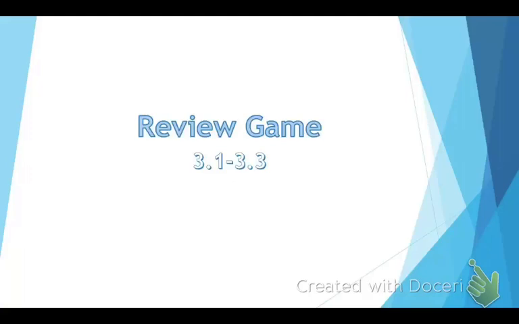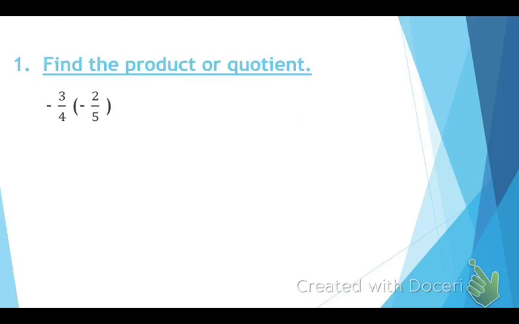All right, today we're going to be reviewing because we have a test tomorrow. This problem is asking us to find the product or the quotient. I am multiplying a negative times a negative, so my answer has to be a positive, okay? Can I cross-reduce anything here? Yes. The 2 and 4 become a 1 and a 2.